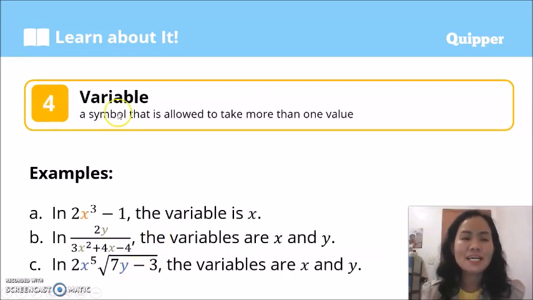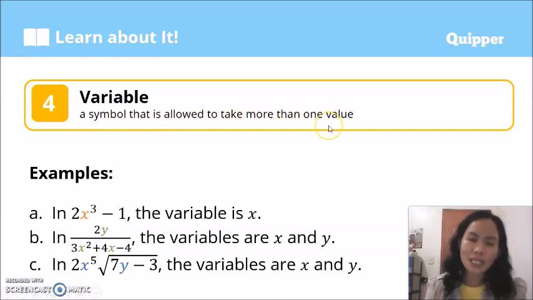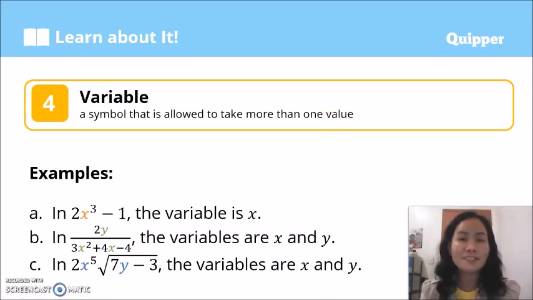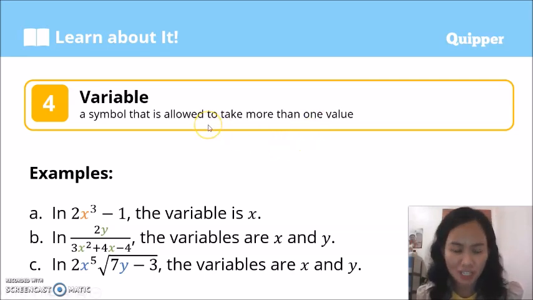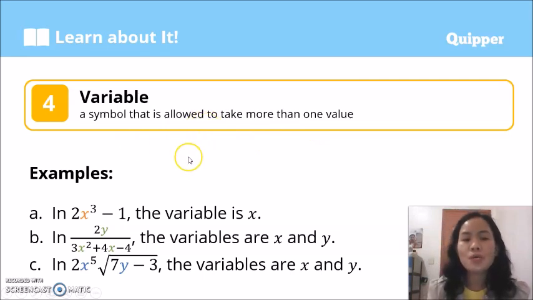Right? So, ano ba yung variable? Okay, variable. It is a symbol that is allowed to take more than one value. So, hindi kagaya nung sa constant. Ang constant kasi isang value lang, no? Isang value lang. And it doesn't change. Yung variable naman from the word vary. Okay? It varies. It changes. Okay? So, it can take more than one value.